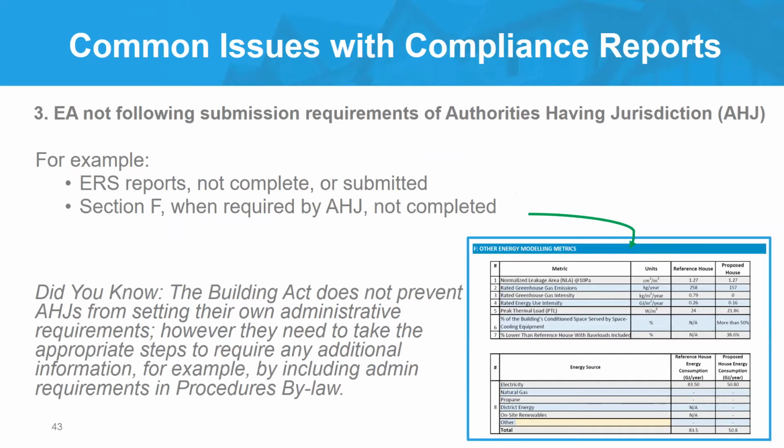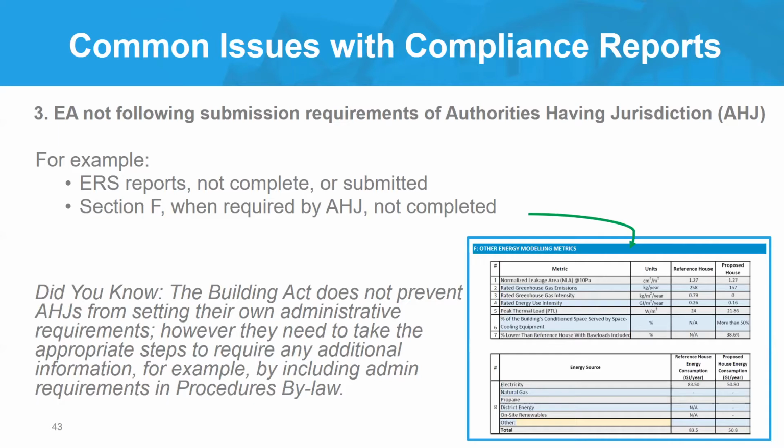Another common issue is that energy advisors are not always following the submission requirements of authorities having jurisdiction. For example, Section F of the BC Energy Compliance Report is an optional section. However, local governments are allowed to require that to be submitted. And when they do require it, energy advisors do need to submit it. And in most cases, it's best practice for this component to always be completed in reports.